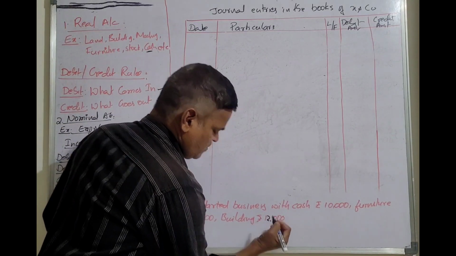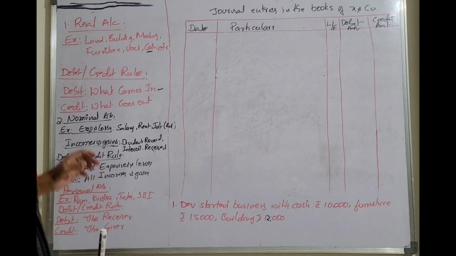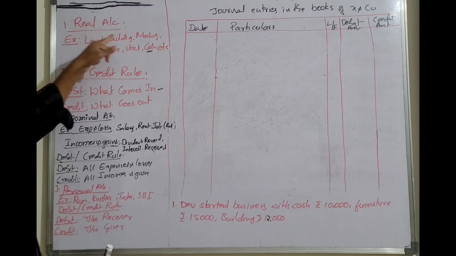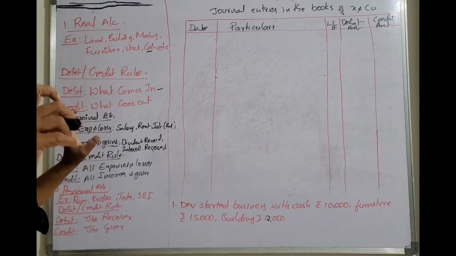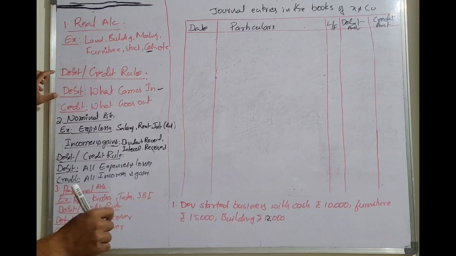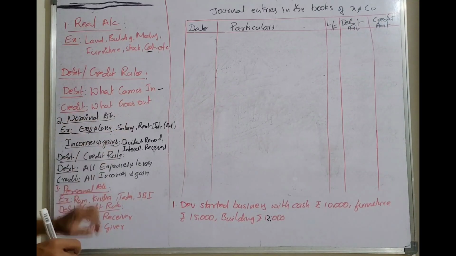We know the debit credit rule of real account, nominal account, and personal account. We know the examples: land, building, machinery, furniture, stock. These are examples of real accounts or properties of the business. The golden rule and debit credit rule of real account is: what comes in, debit; what goes out, credit.